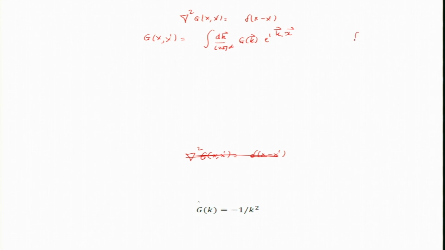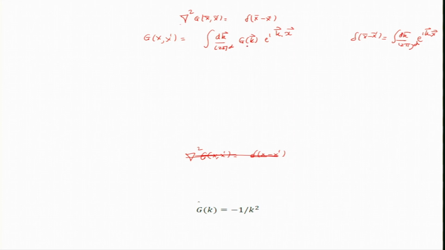Now, what is the delta function? Delta(x minus x') is the integral dk by (2 pi)^d e^(i k dot x), where x is a vector. So, this is the definition of the delta function. Now, substitute it in this equation. So, when I substitute, what will I get?